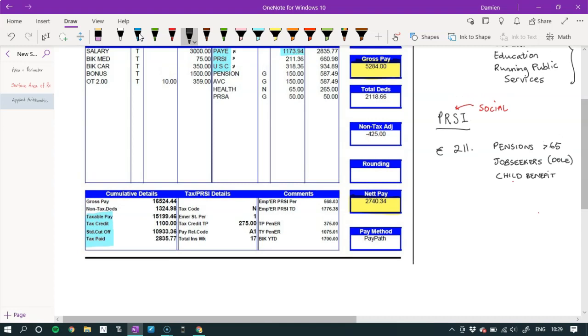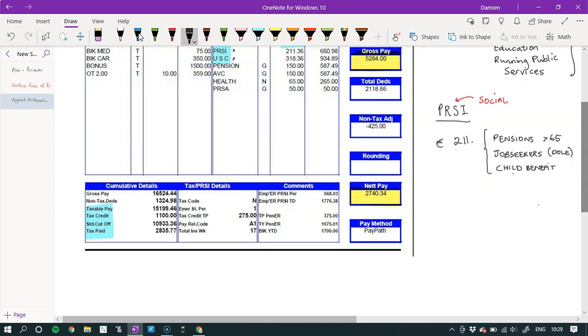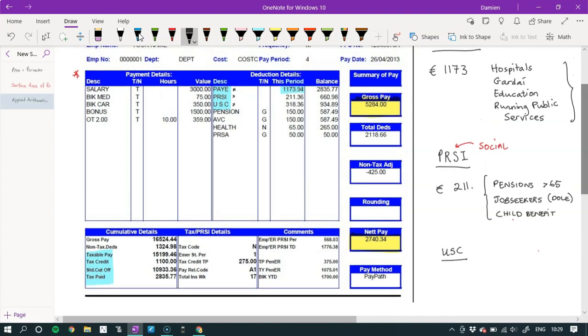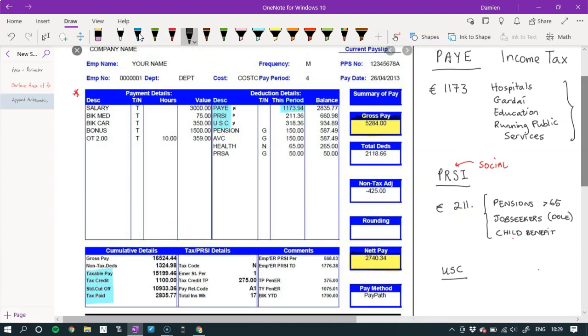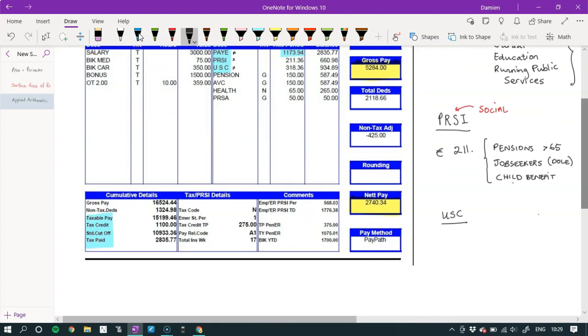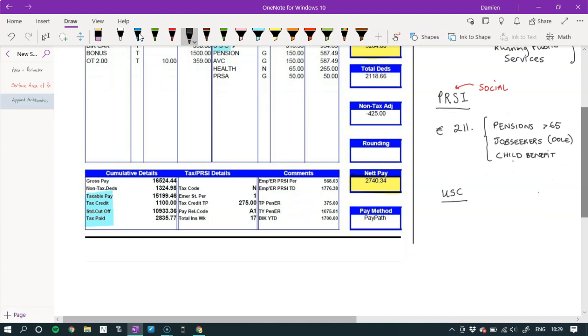The reason why it's classed as social is this is to help people in society. The next one then that we're going to actually have a look at is USC, and this is a tax. By the way, these are all taxes. A tax is just anywhere where the government takes money. So PAYE is just one type of tax. It's an income tax. PRSI is a social tax. And USC is the third type of tax, which was brought in relatively recently and within the last kind of 20, 25 years. And this is just extra income.